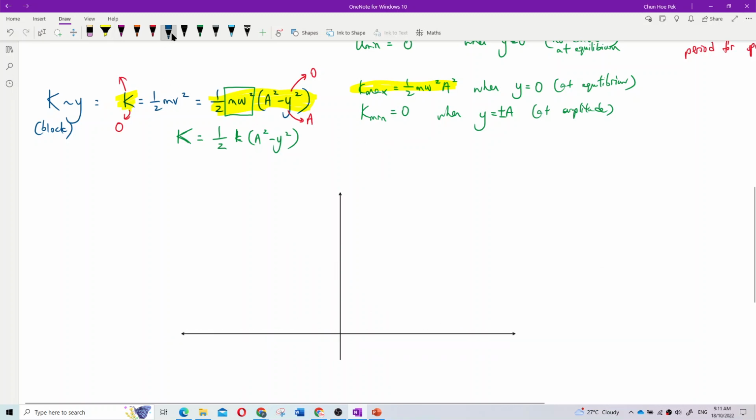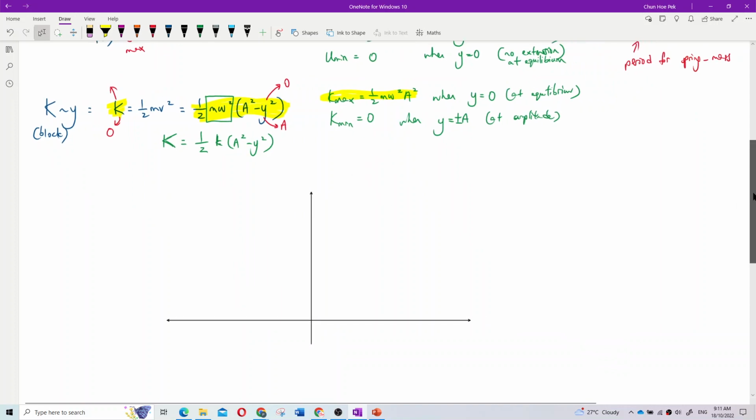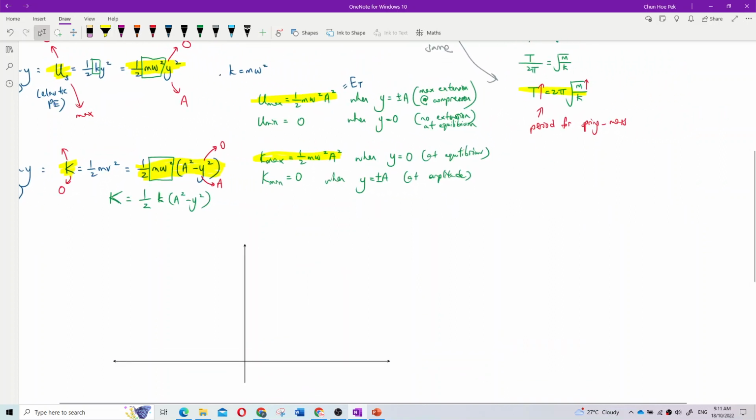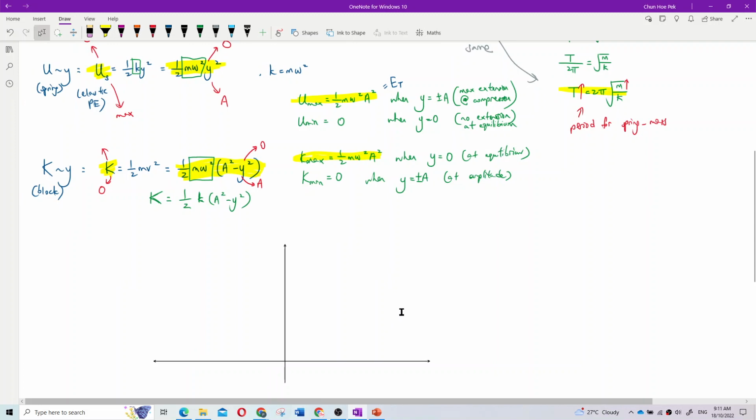Okay. So we already learned about this thing. This is very hard to adjust, because it's not an iPad. Okay.